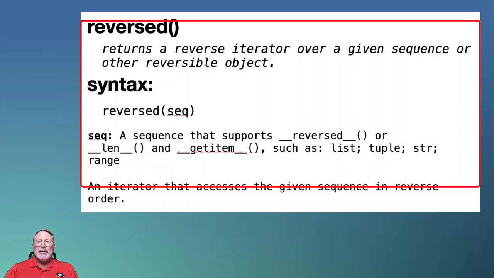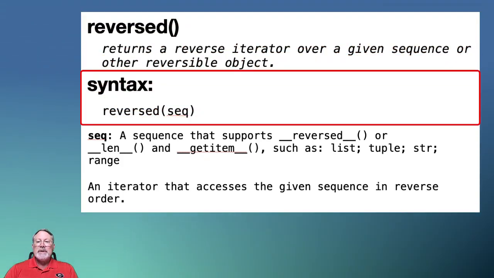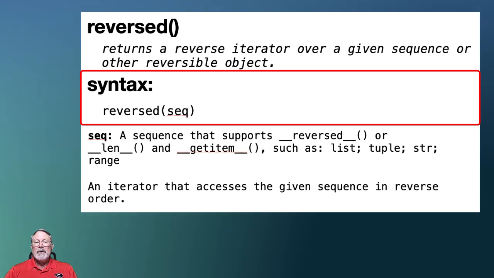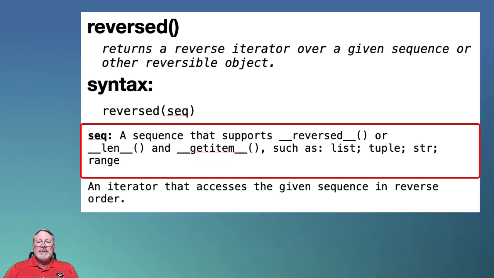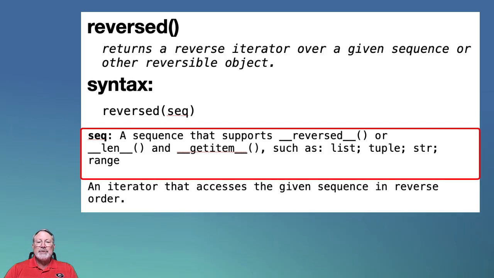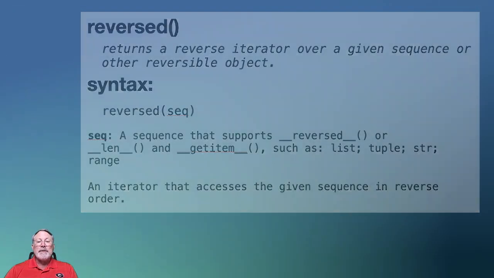What is reversed? It's a Python built-in function that returns a reverse iterator over a sequence. Here's the syntax: reversed(sequence). The sequence argument is a sequence that supports reverse iteration, such as a list, tuple, string, or range. The function returns a reverse iterator, which can be used to traverse the sequence backward.